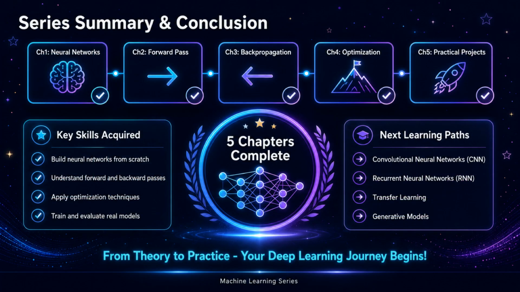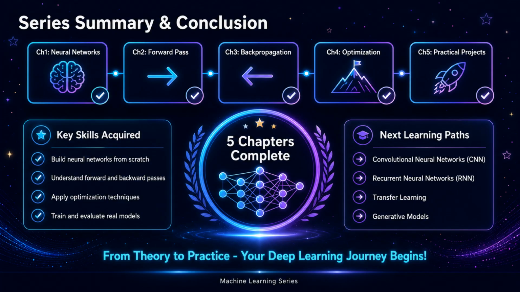Congratulations on completing the entire Deep Learning Fundamentals series. Let us recap what we covered across all 5 chapters. In Chapter 1, we learned the foundations of neural networks, including neurons, layers, and activation functions. Chapter 2 covered the forward pass, showing how data flows through a network to produce predictions. In Chapter 3, we explored backpropagation, the algorithm that computes gradients for learning. Chapter 3 introduced gradient descent, mini-batch training and momentum, and Chapter 4 added regularization together with adaptive optimizers like Adam and learning rate scheduling. And here in Chapter 5, we brought it all together in a practical MNIST classification project.